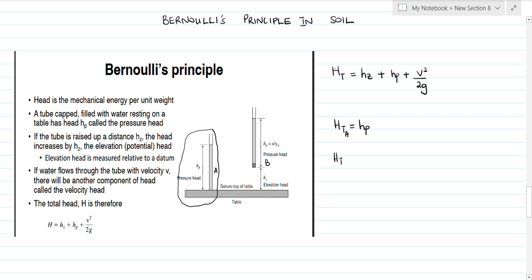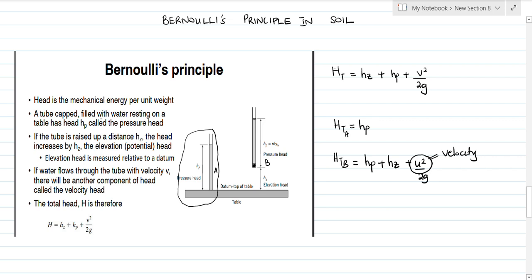In case two, the total head is a result of the pressure head, the column of fluid above point B, plus the elevation head, so the distance from our reference datum to the point that we are considering. In some situations where the fluid is moving, we are going to have the component of velocity head, because if the fluid is moving, it is going to move with a certain velocity. Are you okay? And so we are saying that head is the mechanical energy per unit weight.